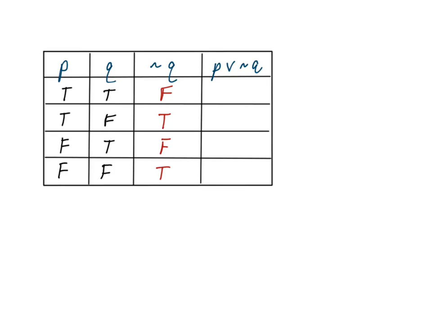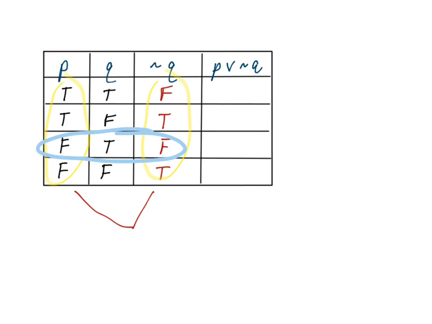So now we're going to do an OR statement with P. It's P or not Q, so I'm going to go ahead and do this. We're basically using these two columns here. Now here's where you have to know that OR statements are usually true. The only time an OR statement is false is if both statements are false. So notice that happens right here.